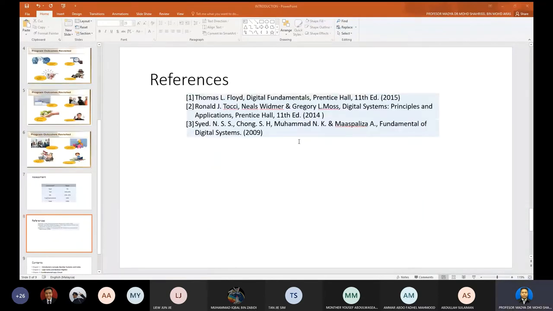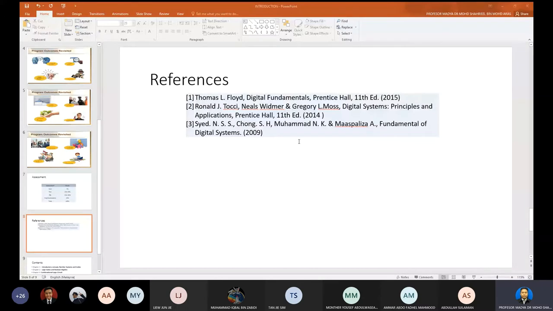So these are references that you can Google, and I think we also have the ebooks. You can find the ebook, for example Digital Fundamentals by Thomas L. Floyd. You can see the ebooks for these topics. And if you have it in UTEM, you can buy this book, book number 3, Fundamentals of Digital System. This is a module.